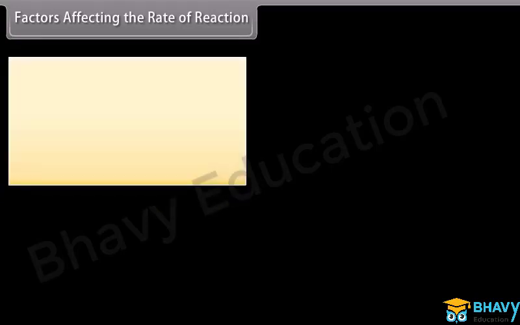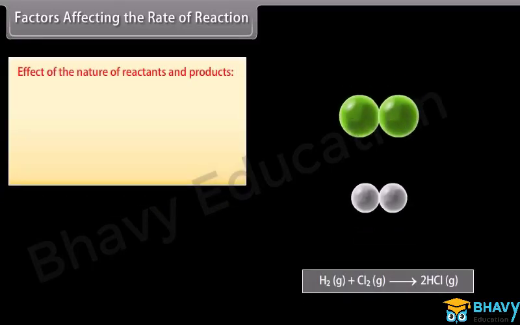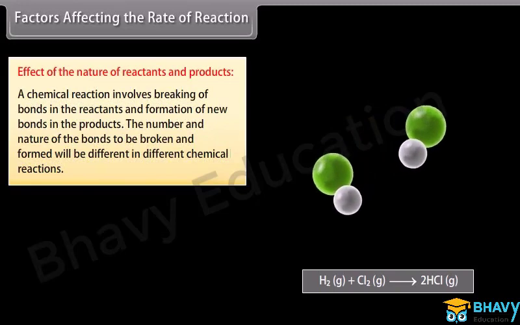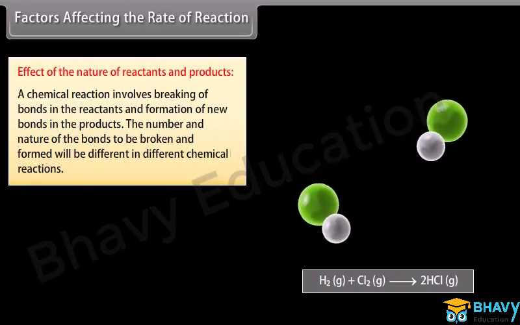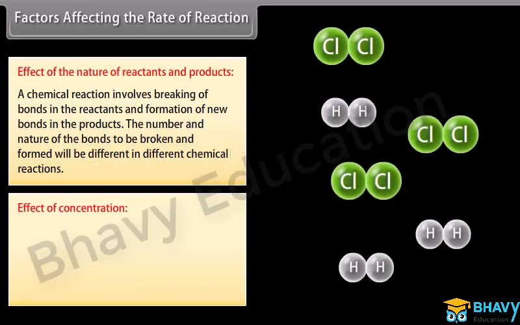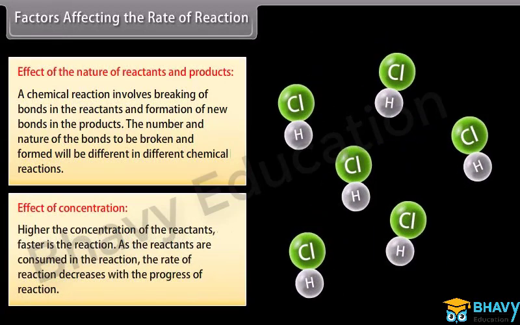Factors affecting the rate of a reaction. Effect of the nature of reactants and products. A chemical reaction involves breaking of bonds in the reactants and formation of new bonds in the products. The number and nature of the bonds to be broken and formed will be different in different chemical reactions. Effect of concentration. Higher the concentration of the reactants, faster is the reaction. As the reactants are consumed, the rate of reaction decreases with the progress of reaction.